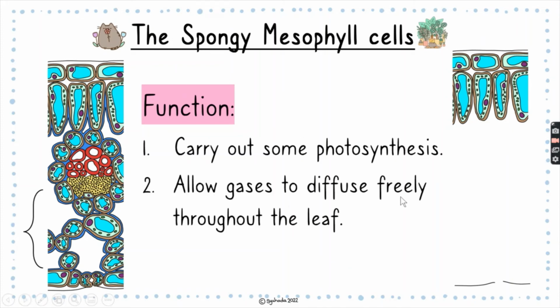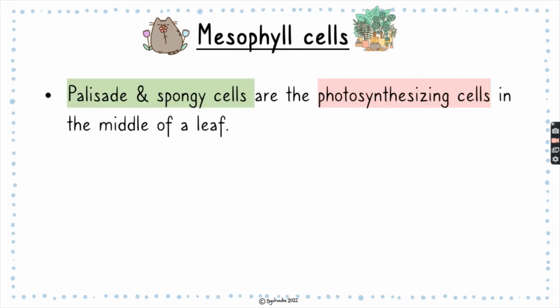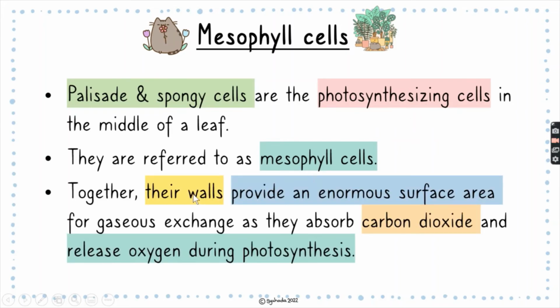Okay. So the main function of the spongy mesophyll cell is to carry out photosynthesis, and they also allow gases to diffuse freely through the leaf. So we learned about two mesophyll layers, basically mesophyll tissues. We have the palisade and the spongy cells, and they both are photosynthesizing cells, and they are found in the middle of the leaf. They are referred to as the mesophyll cells or mesophyll layer, and together their walls provide an enormous surface area for gaseous exchange as they absorb carbon dioxide and release oxygen during photosynthesis.